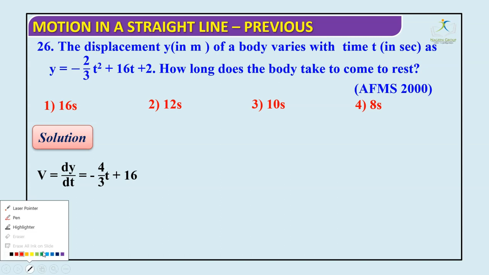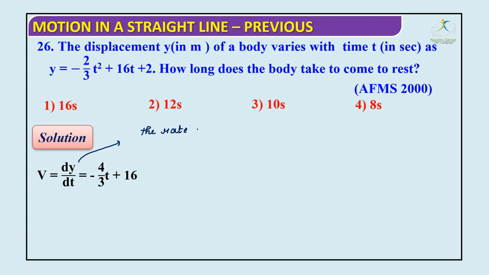We know that v is equals to dy by dt. That means velocity is nothing but the rate of change of displacement with respect to time. So here the displacement is given in meter, minus 2 by 3 t square plus 16t plus 2.